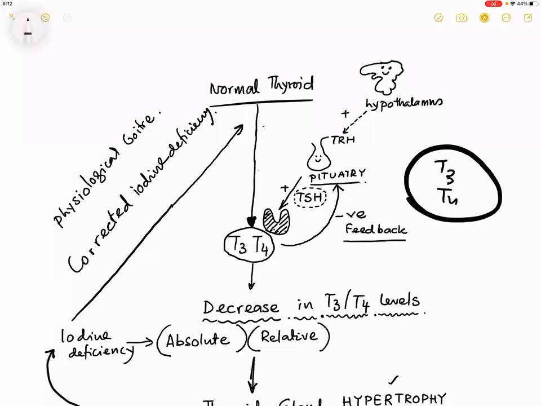Does not matter where the T3 T4 came from, the pituitary will understand T3 T4 is more. So what will the pituitary do? Secrete less TSH. That's it.